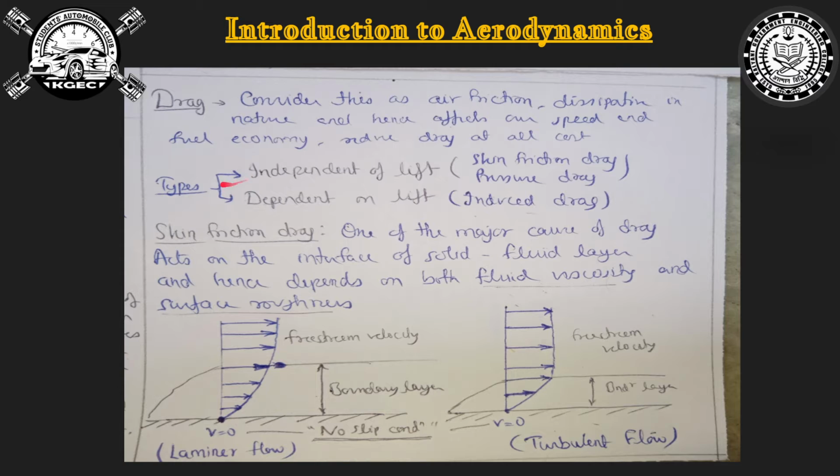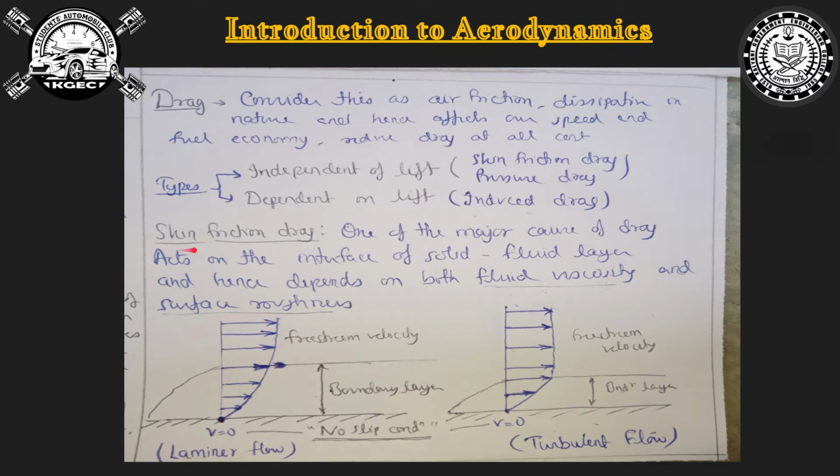So broadly, we can classify them into two types: one which is independent of lift, and the other which is dependent on lift. The type which is independent does not have any component of lift. There are two types of drag which fall under this category. The first one is skin friction drag, the other one is pressure drag. The second category is dependent on lift, and this is called induced drag. Why induced drag? Because the drag here is induced by the lift force. As the lift force increases, the induced drag also increases.